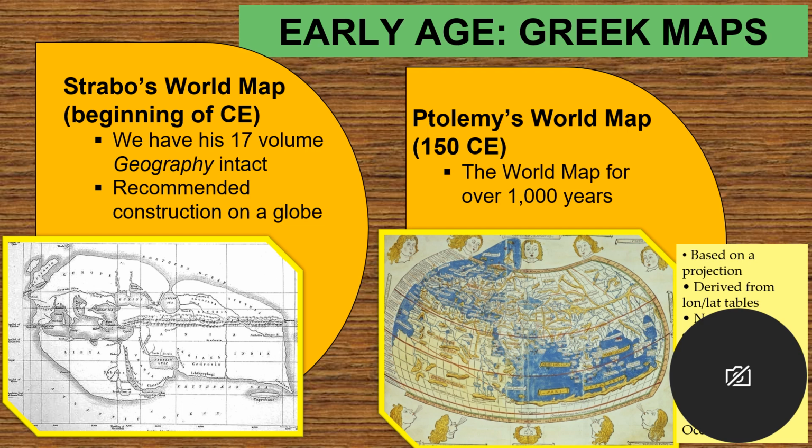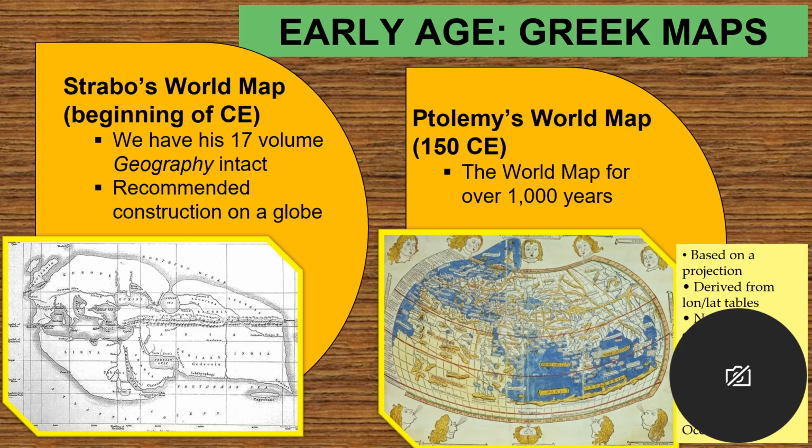We have Ptolemy's world map, used for over 1000 years. His world map depicted the old world from about 60 degrees north to 30 degrees south latitude, and he wrote the monumental work The Guide to Geography, the Geographia, which remained an authoritative reference on world geography until the Renaissance.